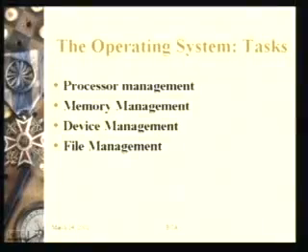Now what can be an example of operating system? Unix is an example of a good operating system. Linux is an example of another good operating system. Windows NT is another example of an operating system, and Windows 95 and Windows 2000 are examples of operating systems. Now what does an operating system do? There are 4 basic tasks: processor management, memory management, device management, and file management.